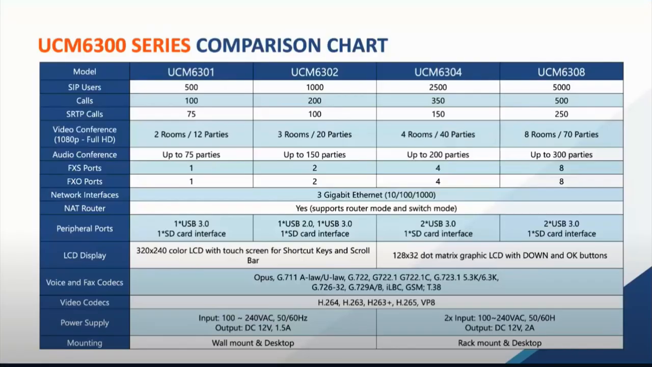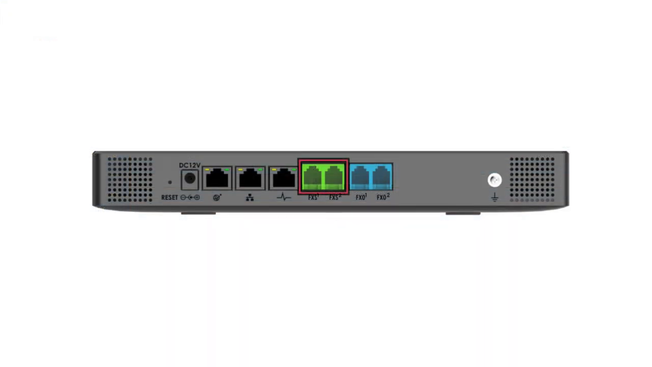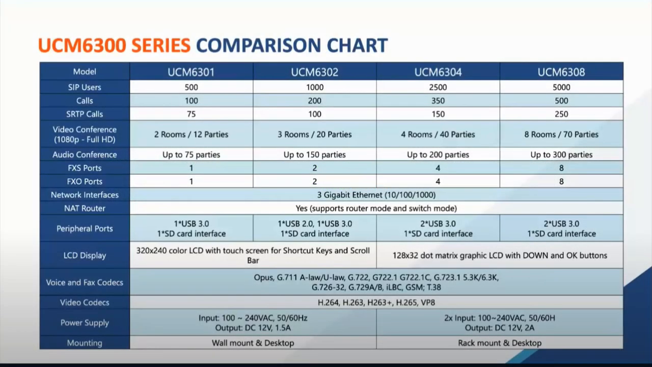So looking at this comparison chart, you can see how the UCM6302 stacks up against its siblings. It can support 1,000 SIP users, 200 calls, up to 150 parties in an audio conference. It has two FXS ports and two FXO ports, 3 gigabit Ethernet ports on the back. It does support router mode and switch mode. It has one USB 2 and one USB 3 and one SD card interface, and we'll take a closer look at that when we look at the item itself.